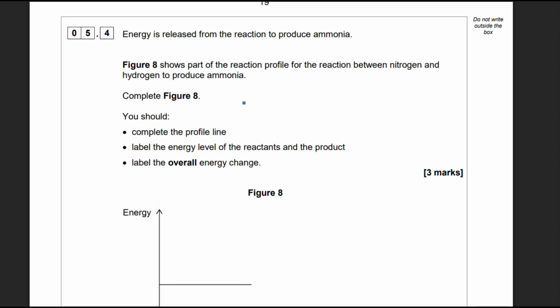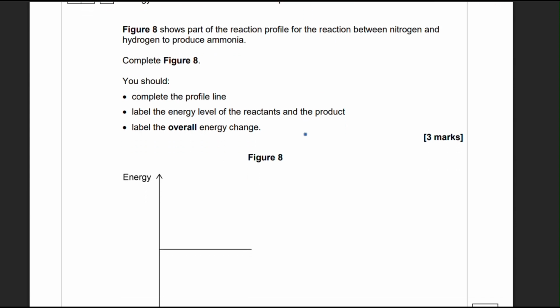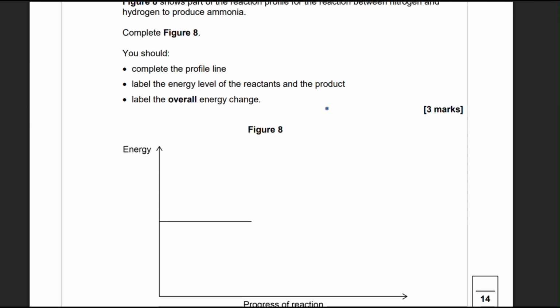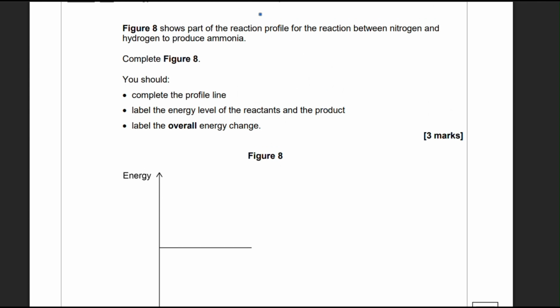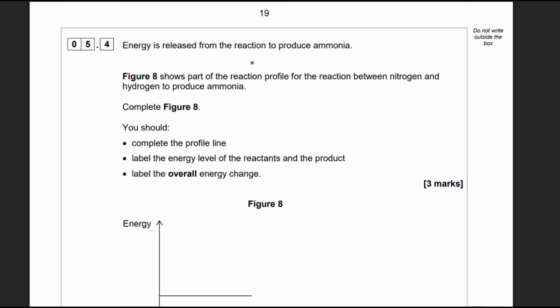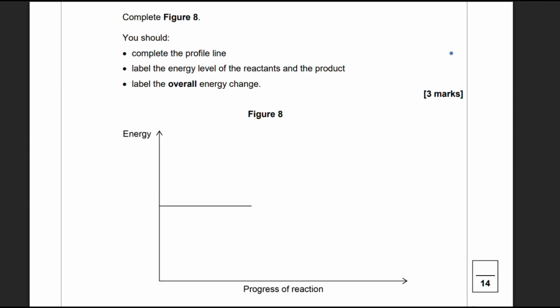On to the next part. Energy is released from the reaction to produce ammonia, and we have to draw an energy profile diagram, a reaction profile diagram. With reaction profile diagrams, we know energy is released, which means that it is an exothermic reaction. So in an exothermic reaction, I would just memorize this.